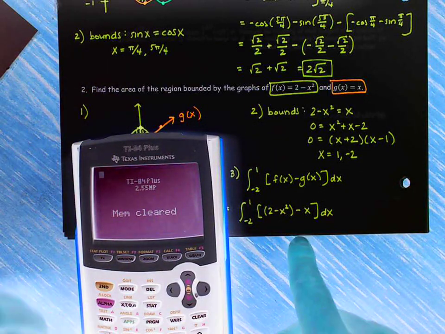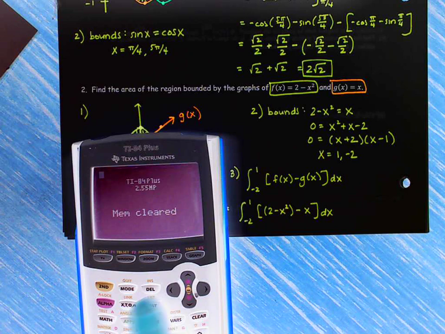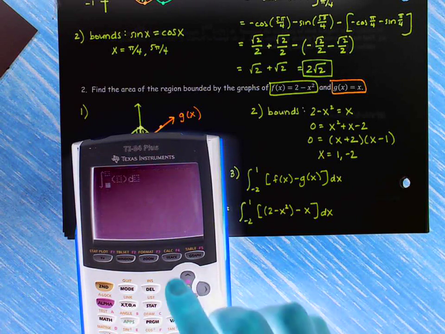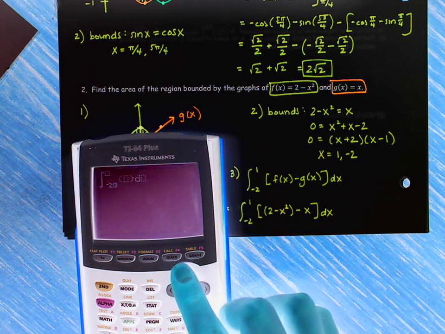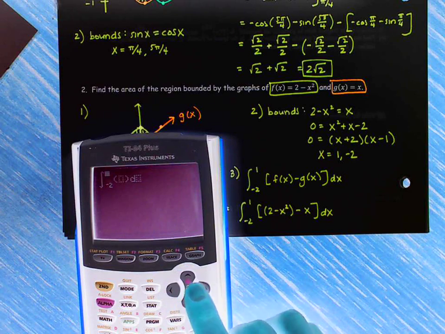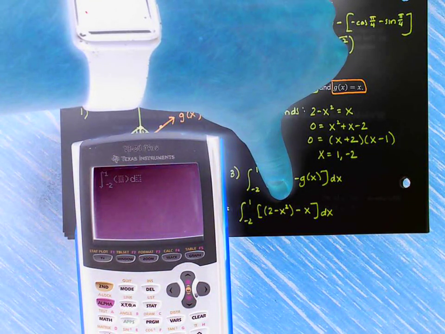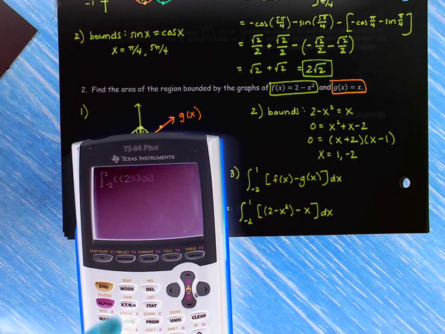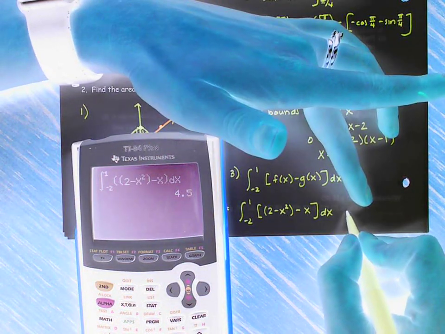Okay, so we're going to do math 9. I'm going to go from my lower bound to my upper bound. I'm going to be careful with parentheses. So f of x was 2 minus x squared minus x. It's my lower bound. Looks like my parentheses are all good. dx. And there's my answer. So that's going to be the area between my two curves.